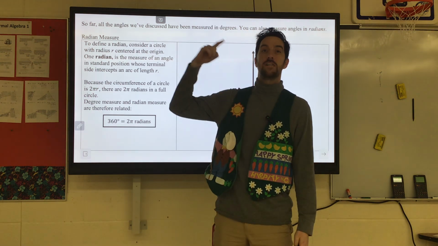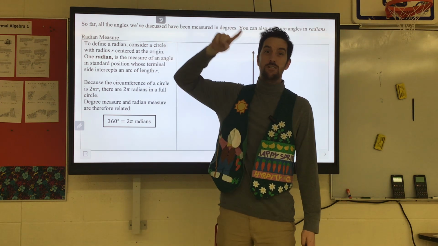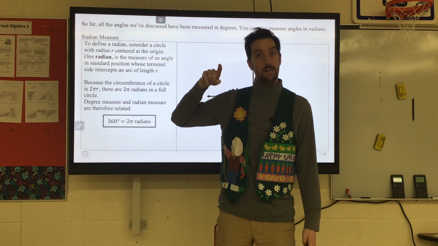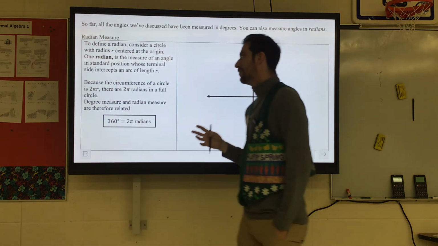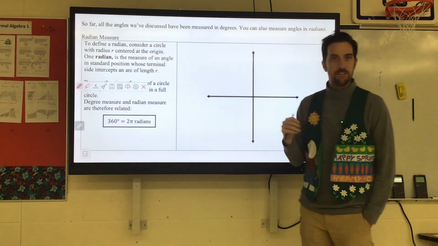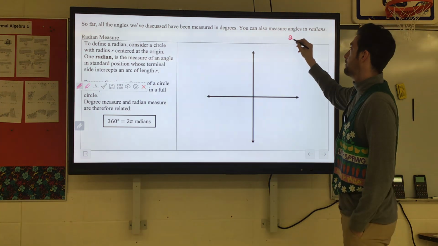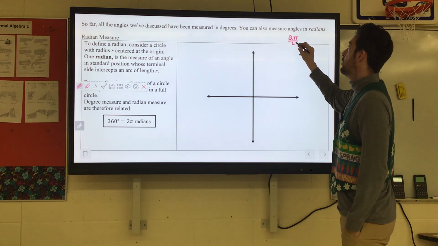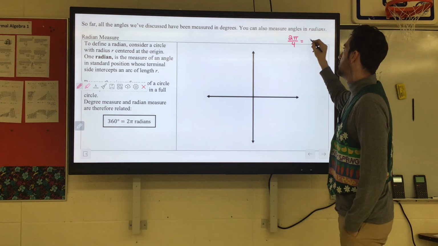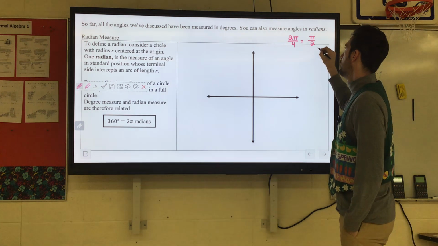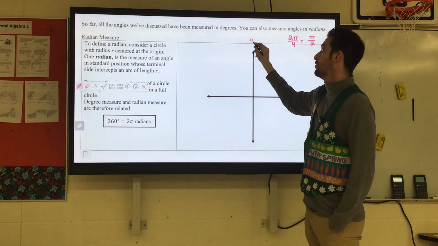So one full rotation in degrees yesterday was 360 degrees. One full rotation in radians is going to be 2 pi. Yesterday we took the 360 and divided it into the 4 quadrants, and 360 divided by 4 was 90 degrees. If we take 2 pi and divide it by 4, the fraction 2 over 4 would be 1/2, right? So each one of these would be 1 pi over 2. So where it was 90 degrees, we're going to say that's 1 pi over 2.